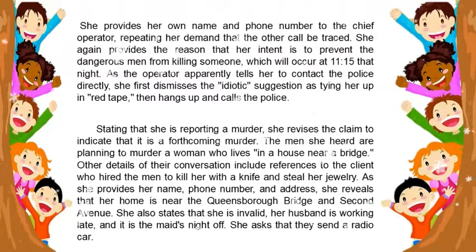The men she heard are planning to murder a woman who lives in a house near a bridge. Other details of the conversation include references to the client who hired the man to kill her with a knife and steal her jewelry. As she provides her name, phone number, and address, she reveals that her home is near the Queensboro Bridge and 2nd Avenue. She also states that she is an invalid. Her husband is working late and it is the maid's night off. She asks that they send a car.